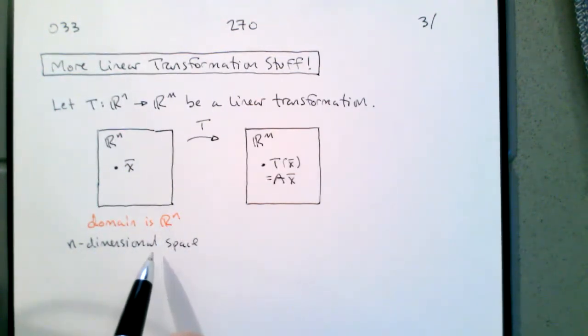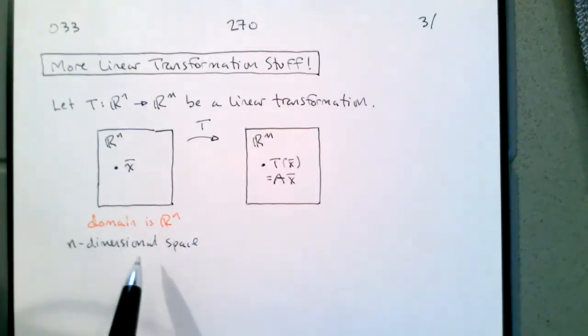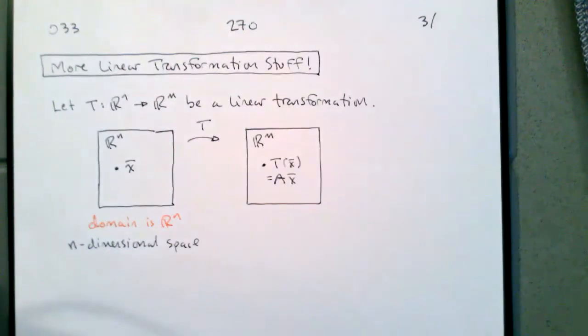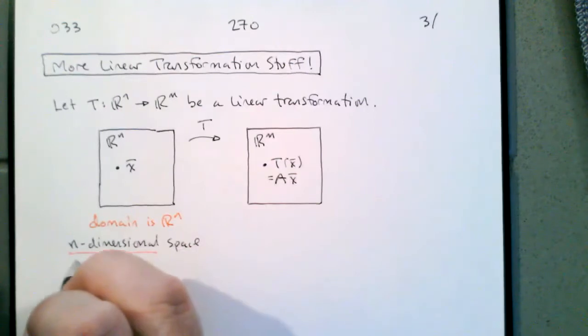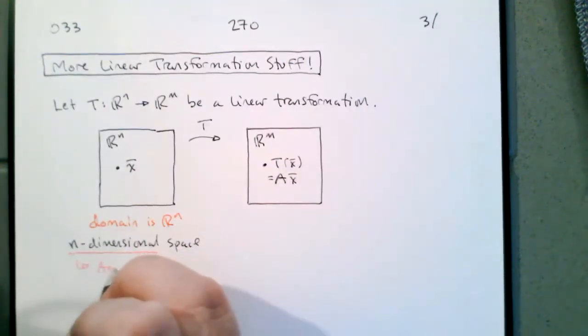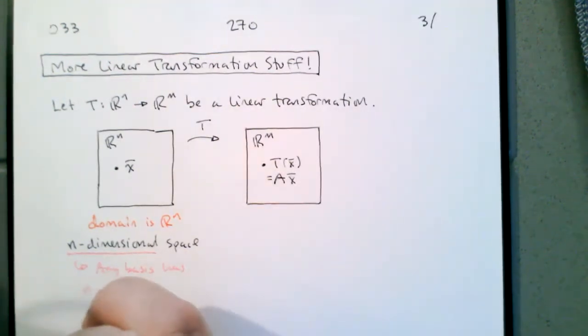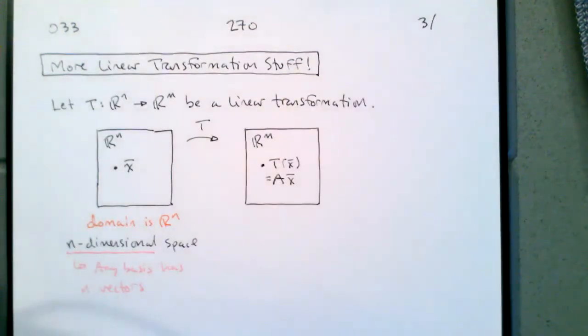When we talk about the dimension of a vector space, that means that there are n vectors in a basis for the space. So that means any basis has n vectors in it. So if a space is n-dimensional, that means the basis has to have n vectors in it.